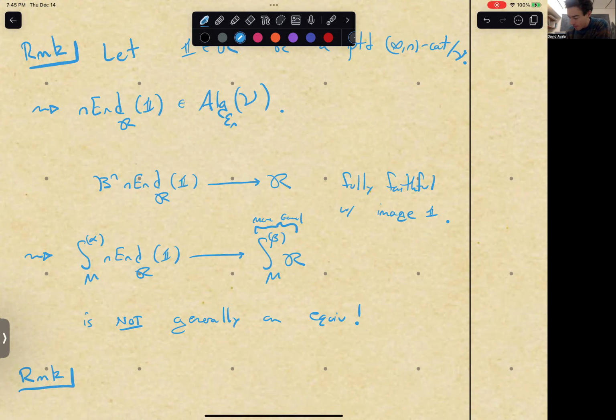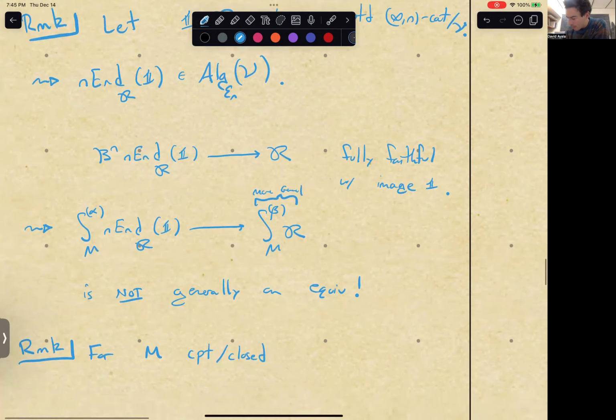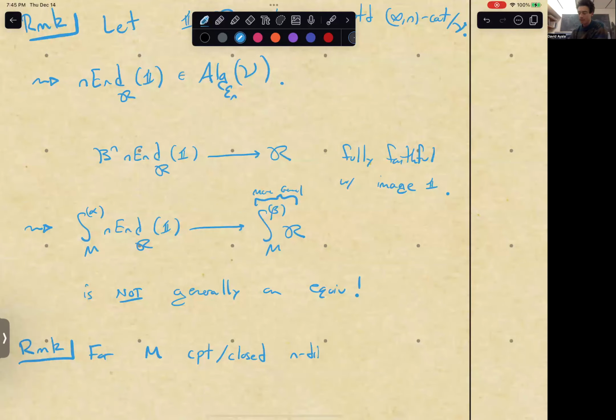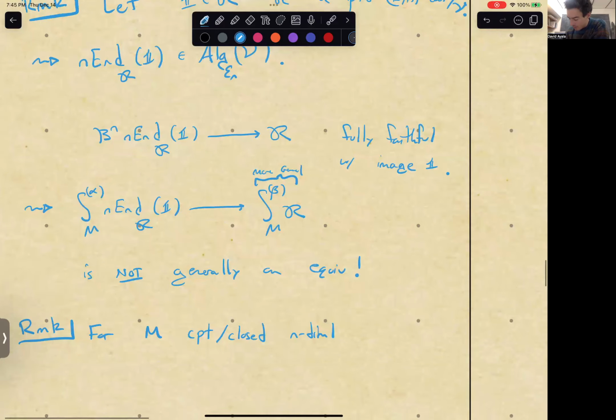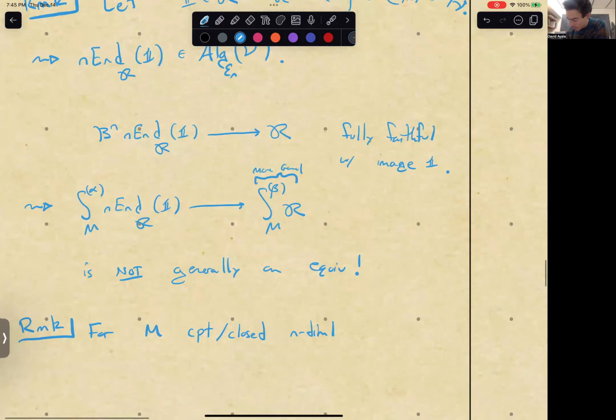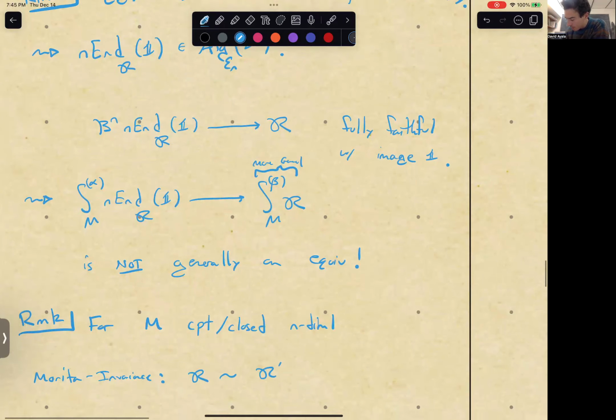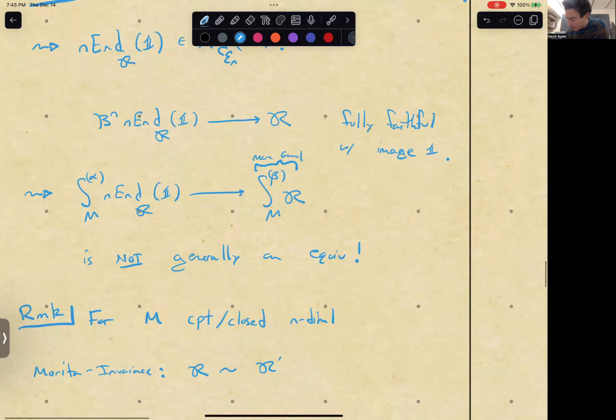So there's another theorem that, as I think I'll mention in a little bit, for M compact or closed and n-dimensional. Note that I said it can be evaluated on less than n-dimensional things. Then there's Morita invariance: that if R and R prime have the same categories of modules, then that implies factorization homology for them are the same.